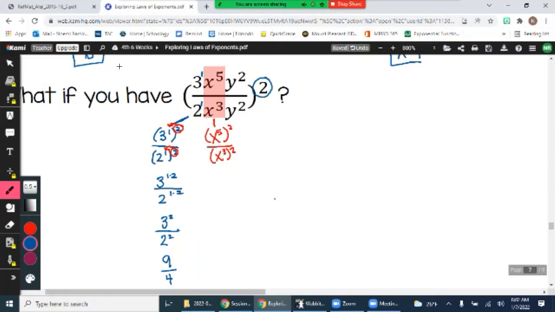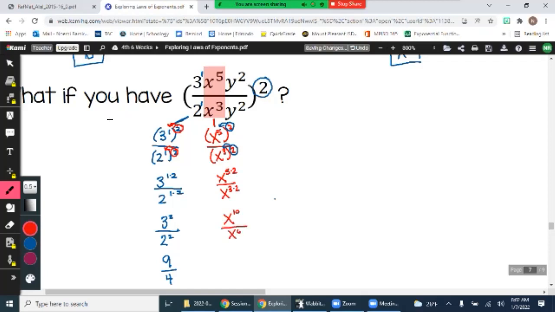Now, when you have one power and two exponents, you multiply the exponents. One power, two exponents, multiply the exponents. So the top part of my fraction becomes x to the power of 5 times 2. The next part, x to the power of 3 times 2. 5 times 2 gives us 10. 3 times 2 gives us 6.